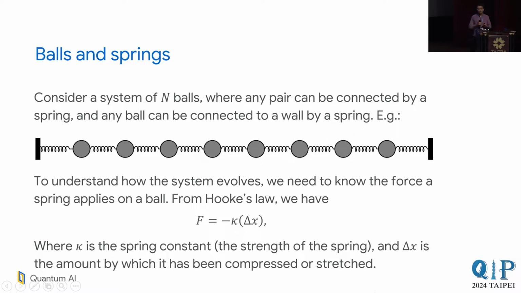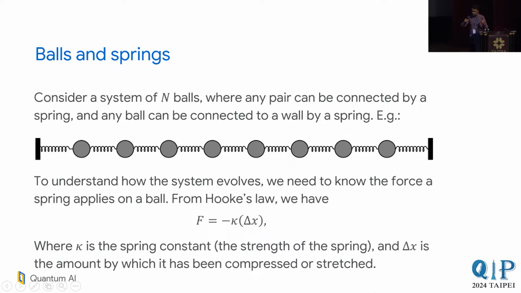So we need to understand the physics of springs, essentially. Fortunately, that's really easy. The force that a spring applies, at least for idealized springs, is given by Hooke's law, and it says that the force is equal to minus kappa times delta x. Kappa is the spring constant. It measures how powerful the spring is. So if kappa is 0, that means the spring doesn't do anything at all. If kappa is very large, that means the spring is very strong.